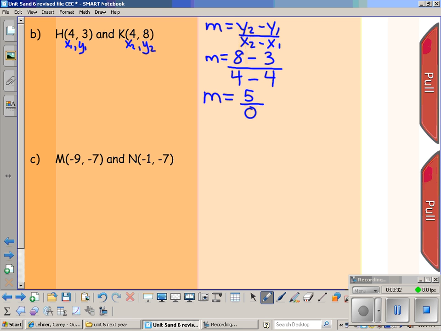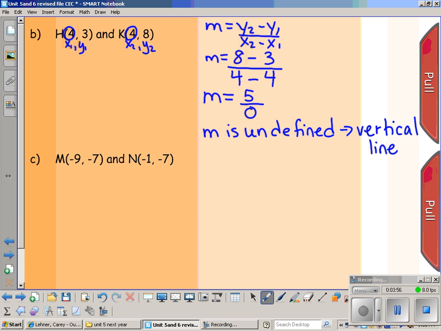This is a type of line we discussed in the previous lesson. It is a vertical line. The slope is undefined. Anytime you have dividing by 0, that is for vertical lines. And it should make sense. The x-coordinate in both cases was the same. So these two points are in a vertical line with each other.